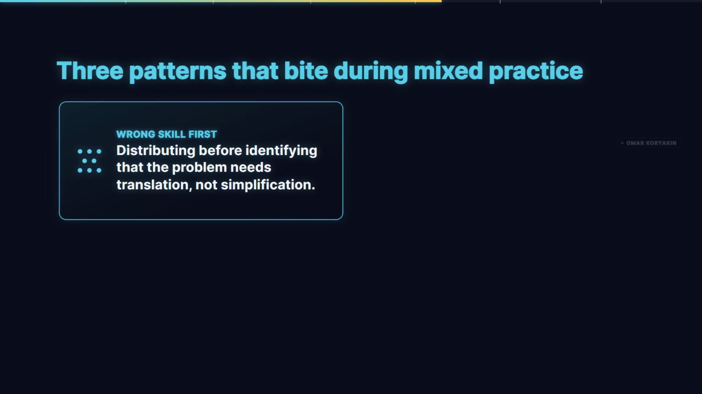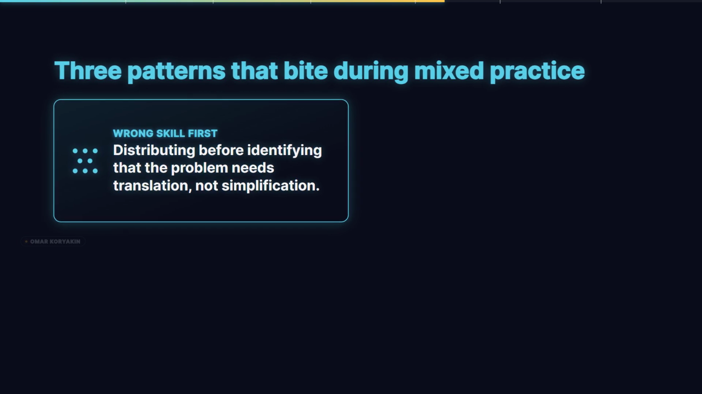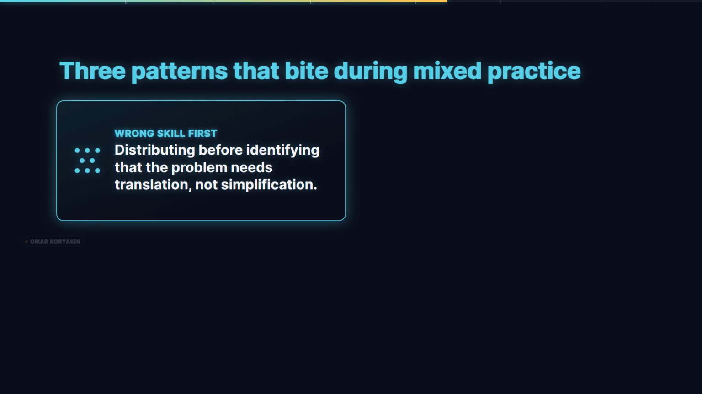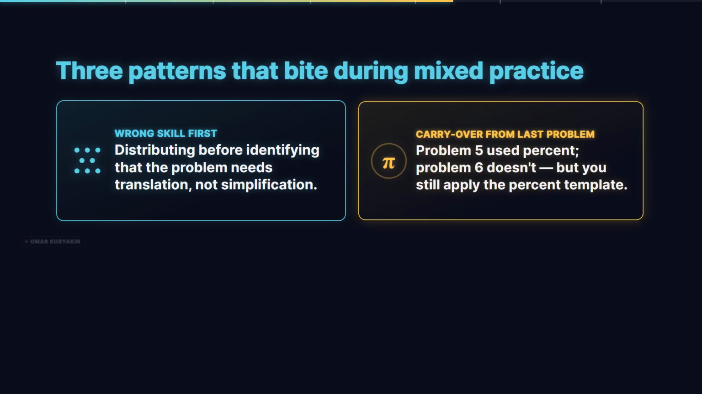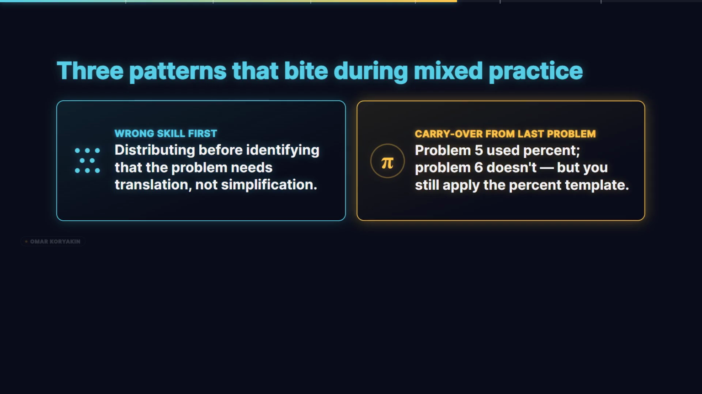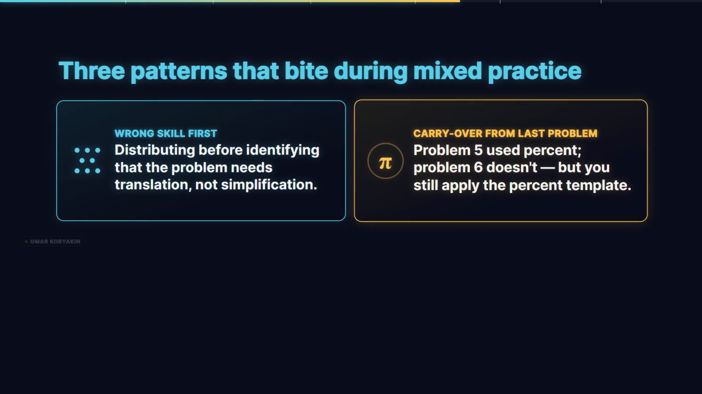The cure is the explicit identification step at the top of the workflow. Read the problem, name the skills required, then apply them. The identification step costs 10 seconds and prevents an entire wasted attempt at the wrong skill set. Second pattern: carrying the previous problem's mental model over to the next problem. The previous problem used the percent change template, so on the next problem you reach for a percent template, even though the new problem is a perimeter problem.